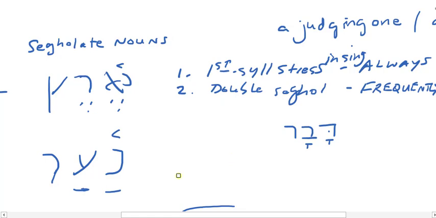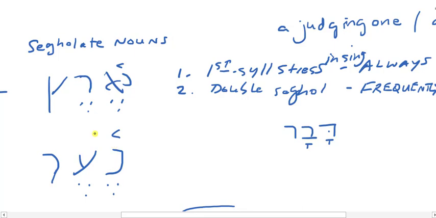Youth, lad, boy, servant, right? Attendant. What happens here is that na'ar would love to be a Sehgalit noun with double Sehgal. Okay, because that's what Sehgalit nouns like. So under ideal circumstances, the word for youth or lad would be ne'er, with first syllable stress in the singular.